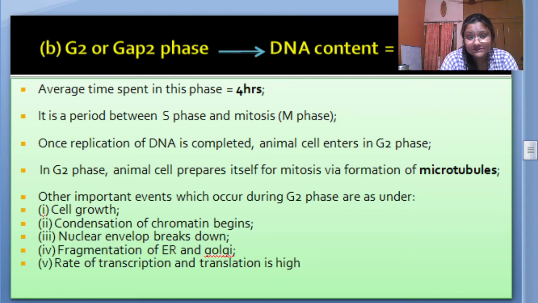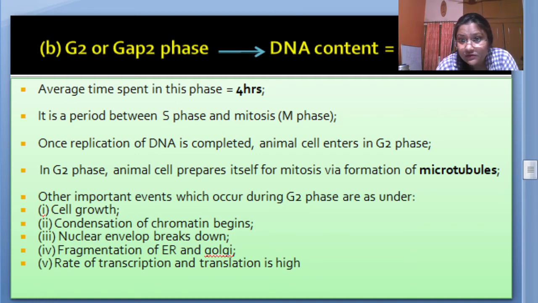Fragmentation of ER and Golgi body will occur. Why? Because the ER and Golgi body are one in the mother cell, but the daughter cell will require one copy of each of these organelles. Apart from DNA, the mother cell also donates other organelles to the daughter cell. So the fragmentation occurs so as to duplicate the endoplasmic reticulum and Golgi apparatus, because these have prokaryotic characters, so they duplicate by fragmentation. The rate of transcription and translation is very high.